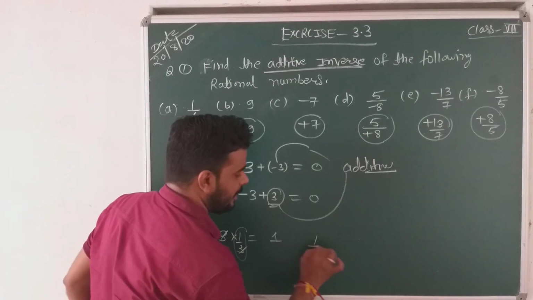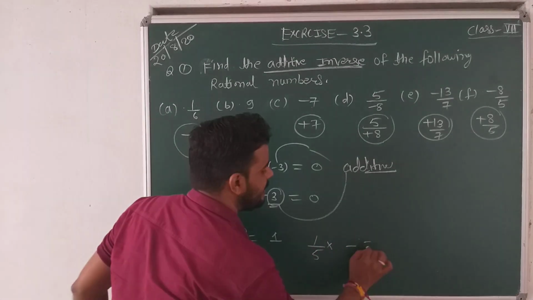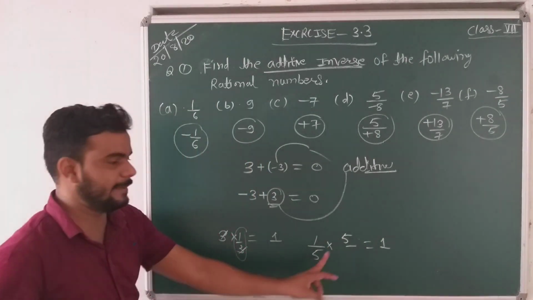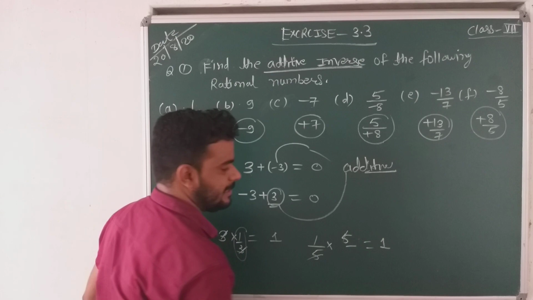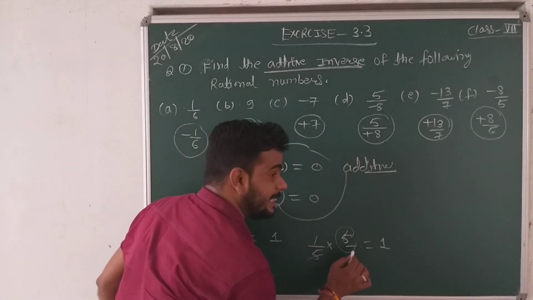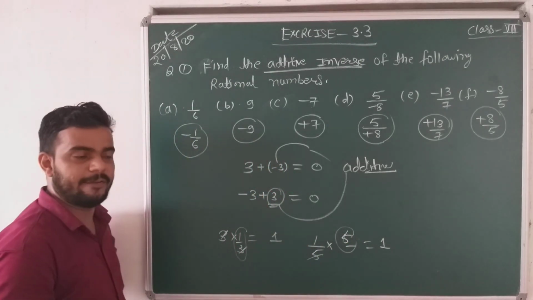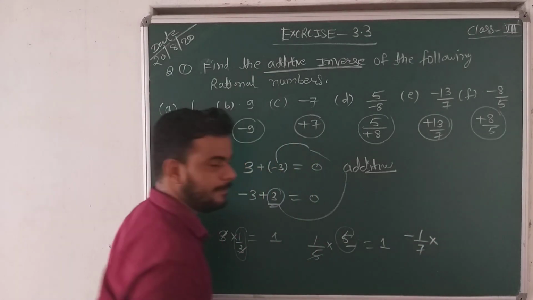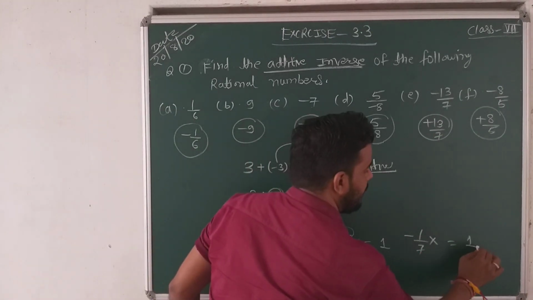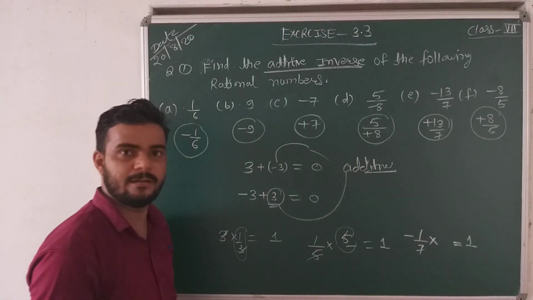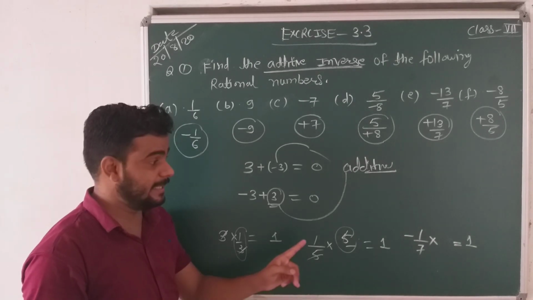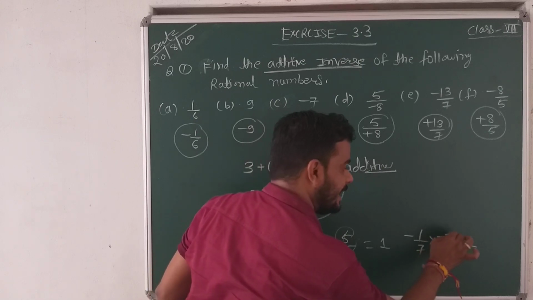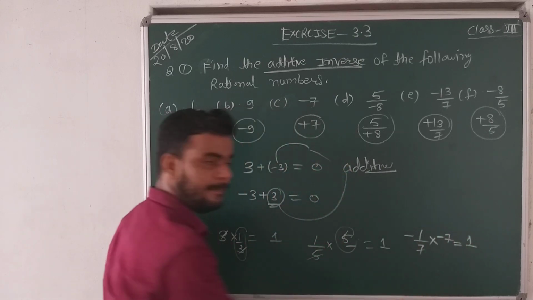Suppose you are given 1 by 5. Which number will we multiply so that the result becomes 1? Yes, very good. We multiply by 5, the 5s cancel, and the result becomes 1. So 5 is the multiplicative inverse of 1 by 5. One more example: negative 1 by 7. Which number will we multiply so that the result becomes 1? Just see carefully, negative 1 by 7 is given. So the multiplicative inverse of negative 1 by 7 is negative 7, because negative times negative becomes positive.